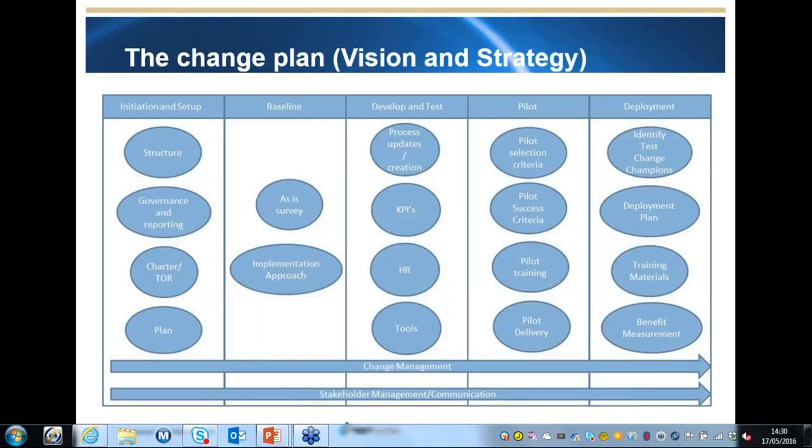Develop a deployment plan. What projects are going to get what and when, so everybody knows what's coming. Develop training materials. How are they going to learn? And put together the benefit measurement. Identify what it is that you're going to measure to enable the benefit realization to occur. Running alongside all of these, change management, stakeholder management.